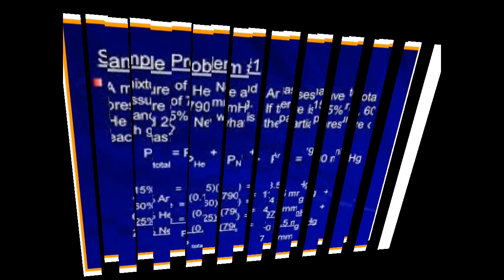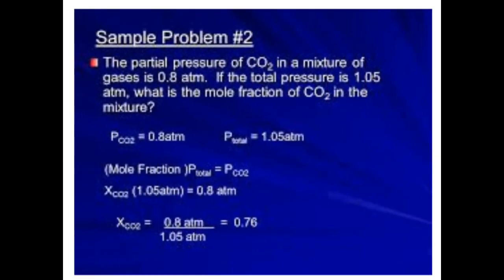Let's look at the second one. The partial pressure of carbon dioxide in a mixture of gases is 0.8 atm. Another unit for pressure is what? Atm. The partial pressure of carbon dioxide is given, which is 0.8 atm. If the total pressure is 1.05 atm, what is the mole fraction of carbon dioxide in the mixture?